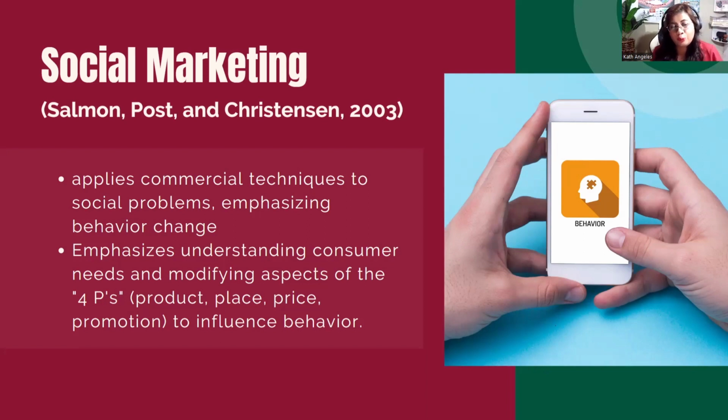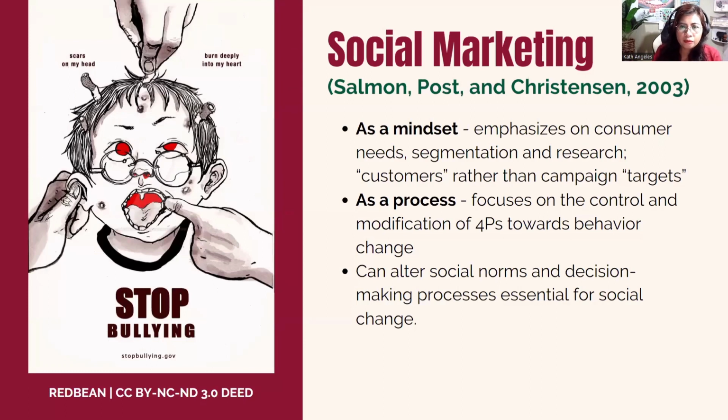But of course, since this was written in 2003, 4Ps is no longer just 4Ps. We know it's already as far as 7Ps. Now, Salmon, Post, and Christensen discuss social marketing in two ways. First, as a mindset, where they believe that we should look at consumers as customers rather than campaign targets, emphasizing consumer needs, segmentation, and research. So we don't only position messages without learning about our markets first.